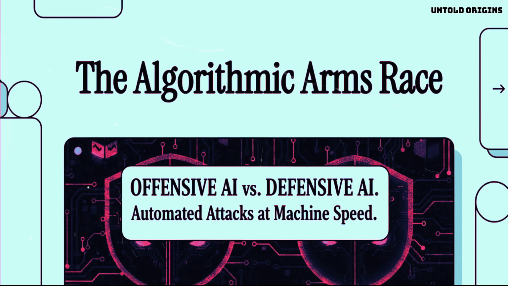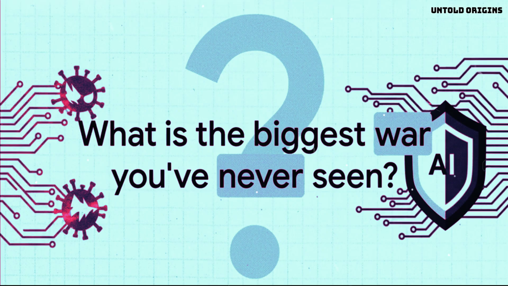Let's talk about a war, but not the kind you're thinking of. I'm talking about an invisible, high-speed conflict that's happening right now, all around us. It's a war fought in milliseconds, and it impacts everything from our bank accounts to, well, global security. So let me ask you, what's the biggest war you've never seen?